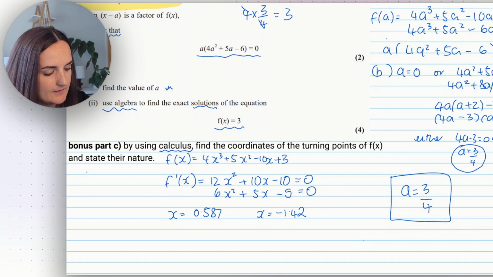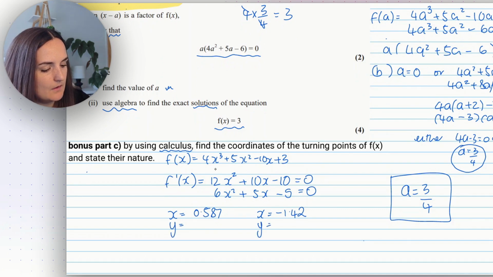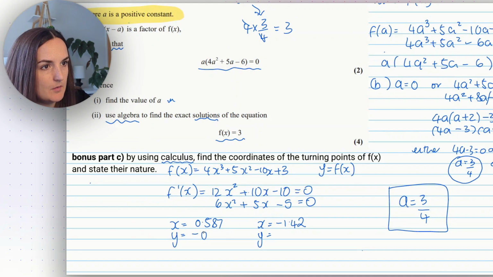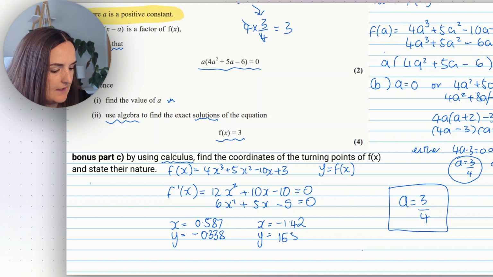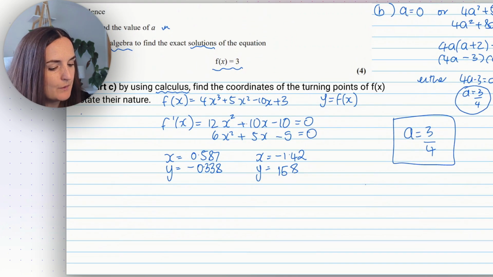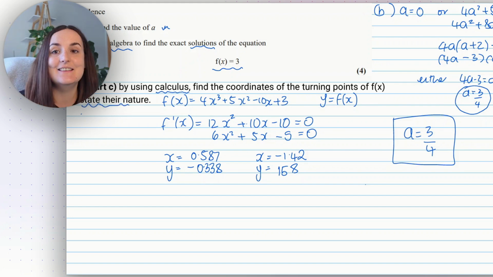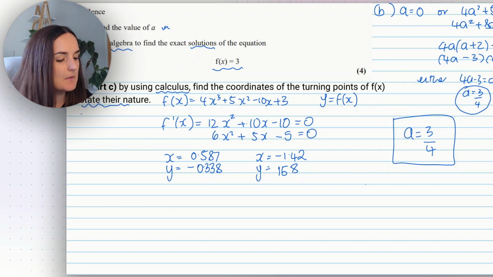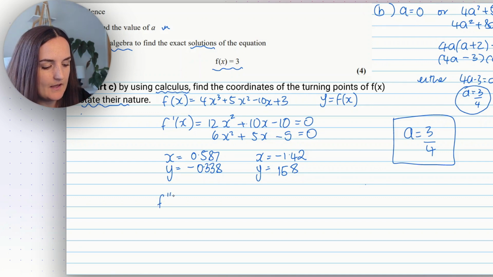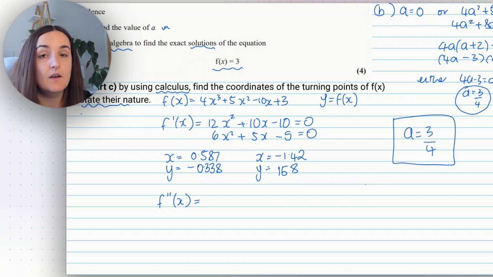So we've got our two x solutions. Now it wants the coordinate, so we need our y values as well. Our y value is what f of x is equal to, because y equals f of x, which normally should say that in the question. We substitute these into here, and we should get minus 0.338 and 15.8 for our y values. So we found the turning points, but then it says state their nature. And what that means is we need to say whether it's a minimum or a maximum. Now it says by using calculus, so we need to use our second derivative to actually determine whether it's a min or a max.